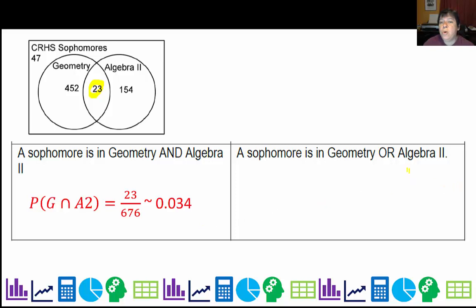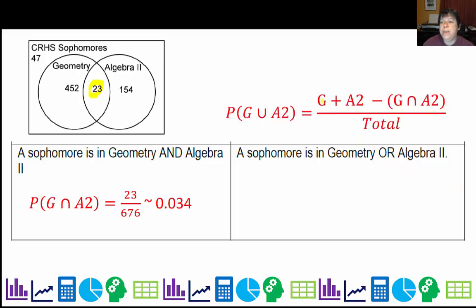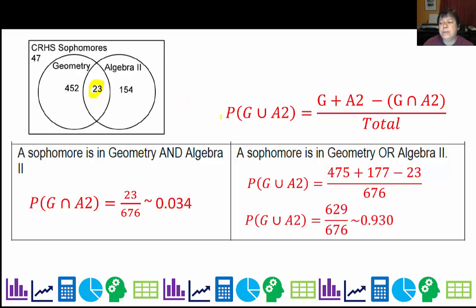How about geometry or algebra 2? Well, we can count up our geometry kids plus our algebra 2 kids, but remember we have to subtract the double counting. So here I had 475 plus 177 minus 23 out of 676. Now I could have just added up the three groups here, because see how that's the double counted group, and that would give me the same answer. And I get 629 over 676, about 93%.